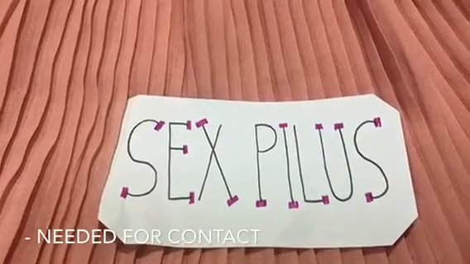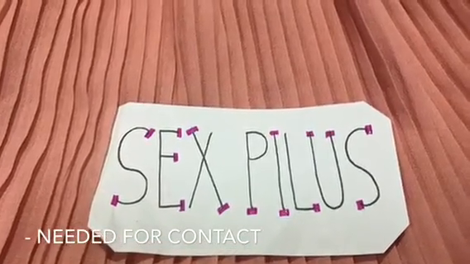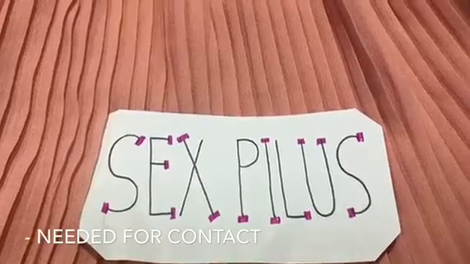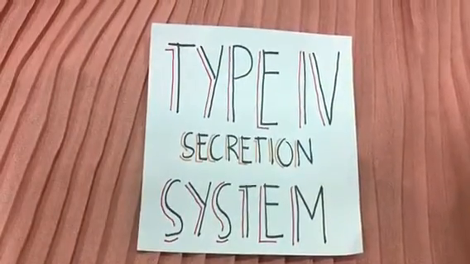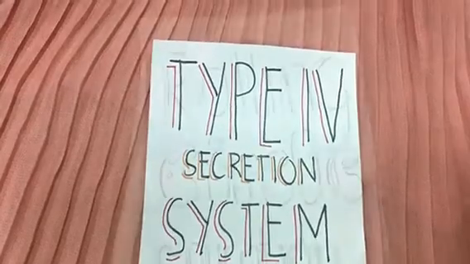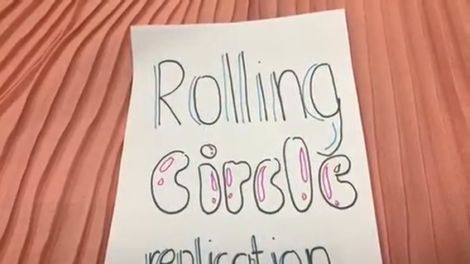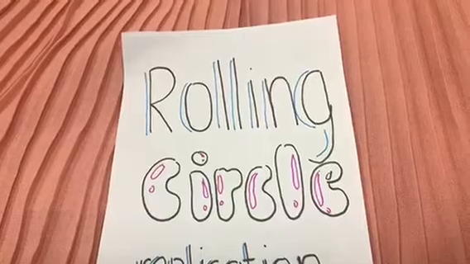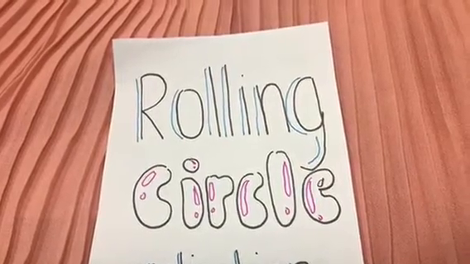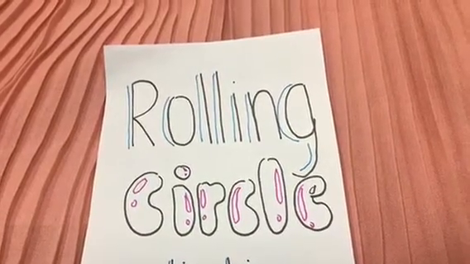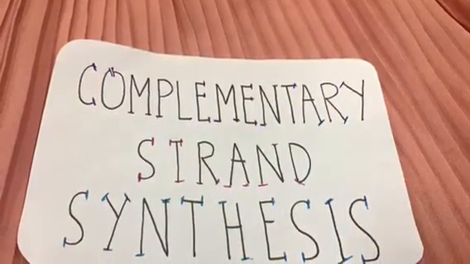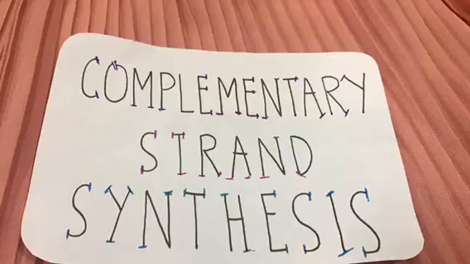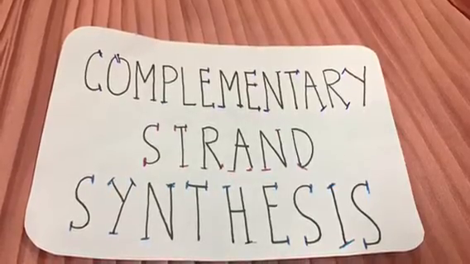To further explain this type, a sex pilus is needed in order for contact to be established between cells, and once this occurs, F-positive cells then prepare for transfer using a type 4 secretion. Replication happens through rolling circle replication, where one strand of the DNA is cut and the free end is extended while the other end is displaced to form a tail. The single strand may become double-stranded through complementary strand synthesis.